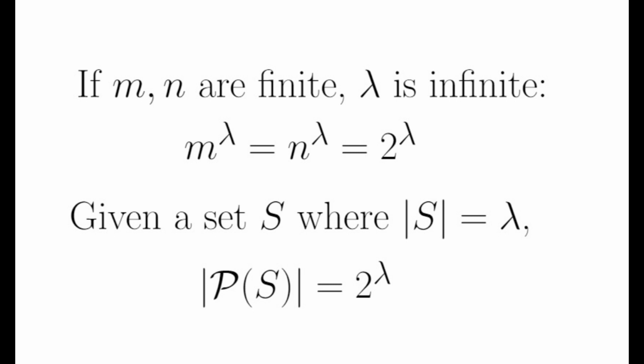I'm not going to go into cardinal exponentiation too much because it goes into some concepts that are beyond the scope of this video, but we can infer some properties of cardinal exponentiation just by using what we've already learned. We know that aleph null times aleph null is equal to aleph null. Therefore, for any finite positive integer n, we have aleph null to the nth power is equal to aleph null. Also, if m and n are both finite and lambda is infinite, then m to the lambda equals n to the lambda, and specifically that means that this equals 2 to the lambda. Now this is the cardinality of the power set of any set A whose cardinality is lambda.